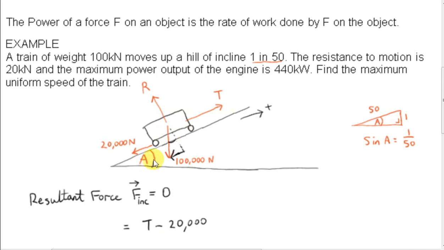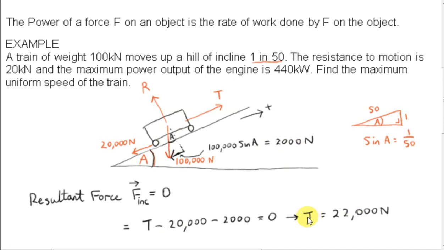We've seen before that this angle here is the same as this angle here. To get this component of the weight force, we multiply the magnitude of the weight, which is 100,000, by the sine of angle A. So that's 100,000 times 1 over 50. That's 2,000. So now we have the force on the train due to the engine. Its magnitude is 22,000 newtons.